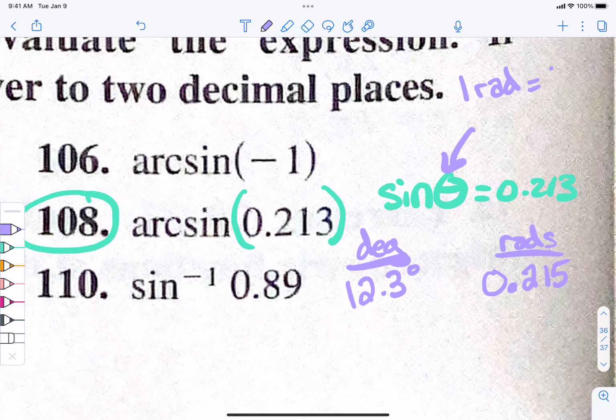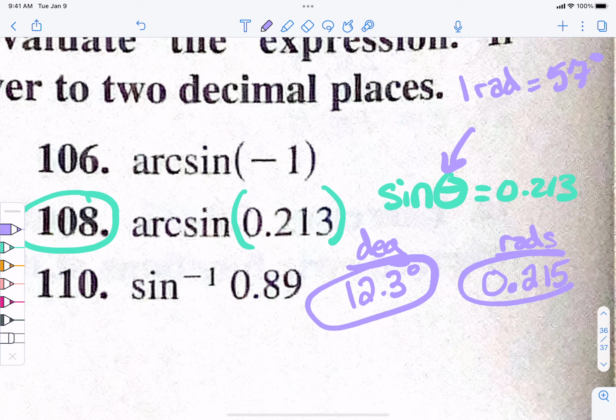Do you know how many degrees one radian is? 1 radian is 57 degrees ish, right? So if I have only 12.3 degrees, that's like a fifth of a radian. So that seems appropriate.